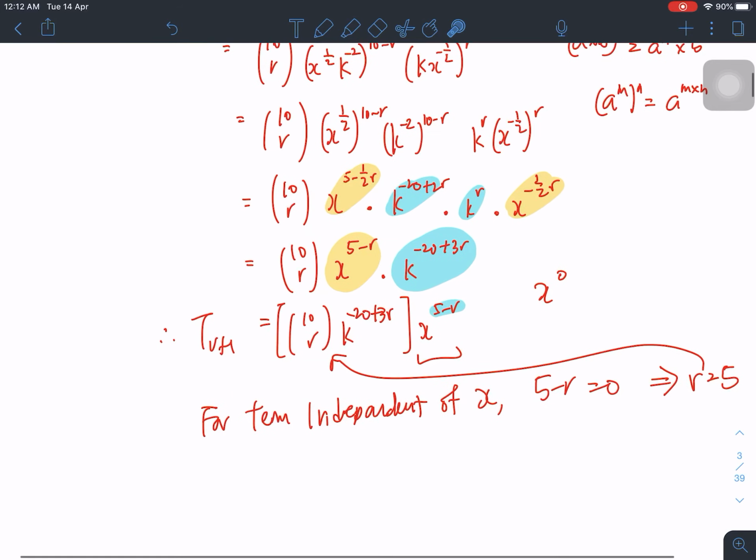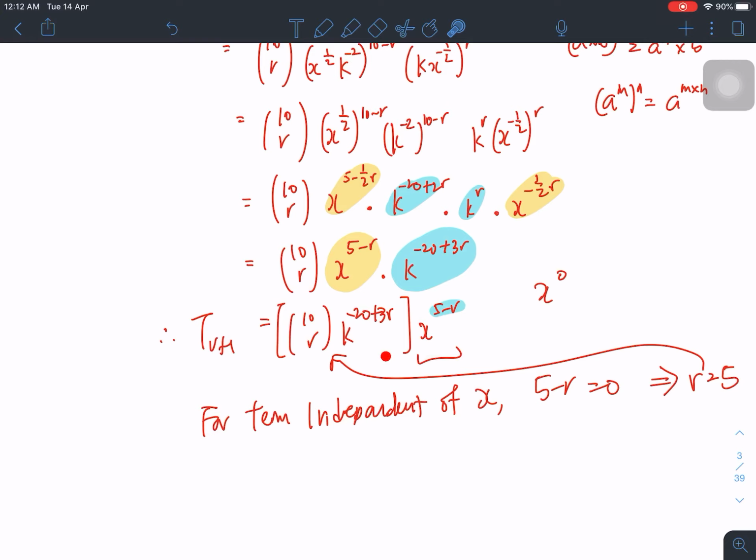Okay, so I just group all the constant terms together, right? So if I would like the term independent of x, what I would do is I simply equate the power of the general term to be equal to 0. Okay, solving for r, straightforward, r equals 5. Then I substitute back into the general term.